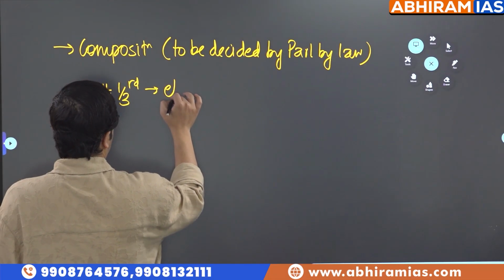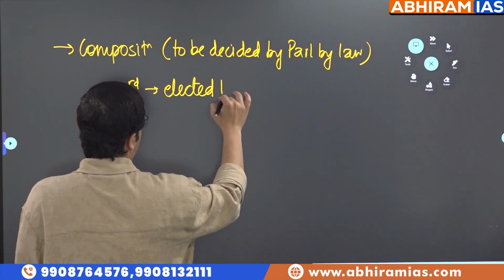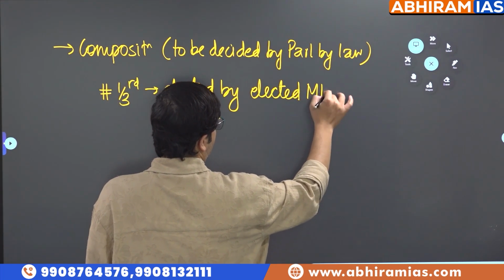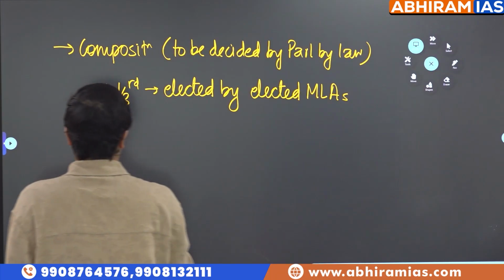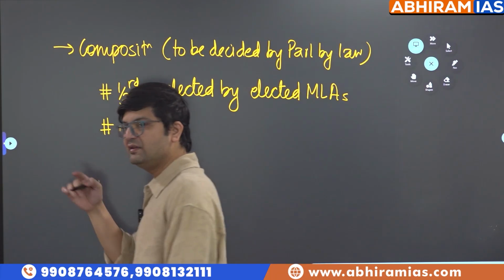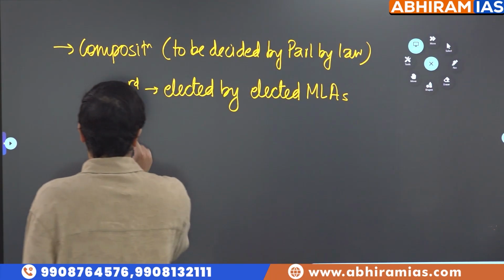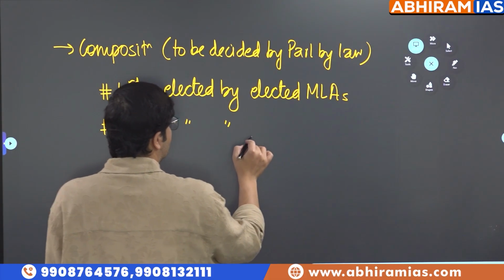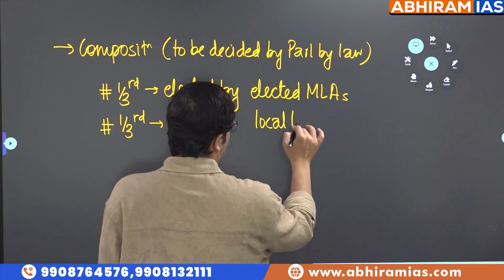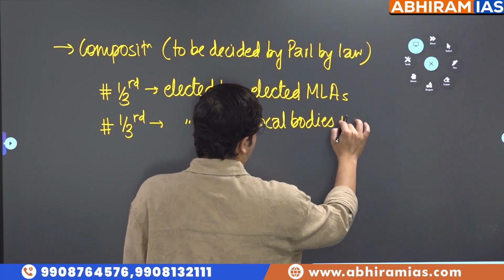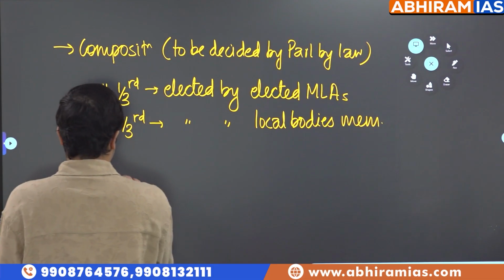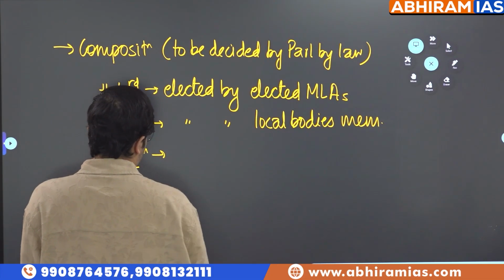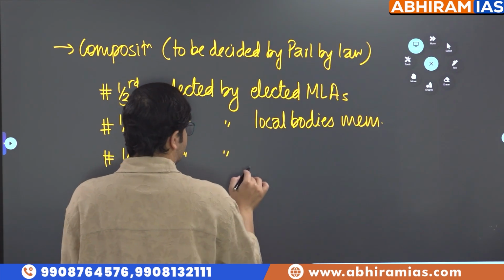One-third are elected by elected MLAs of that state, not from amongst themselves, other people, of course. 1/3 by local bodies members. Then 1/12 elected by teachers.